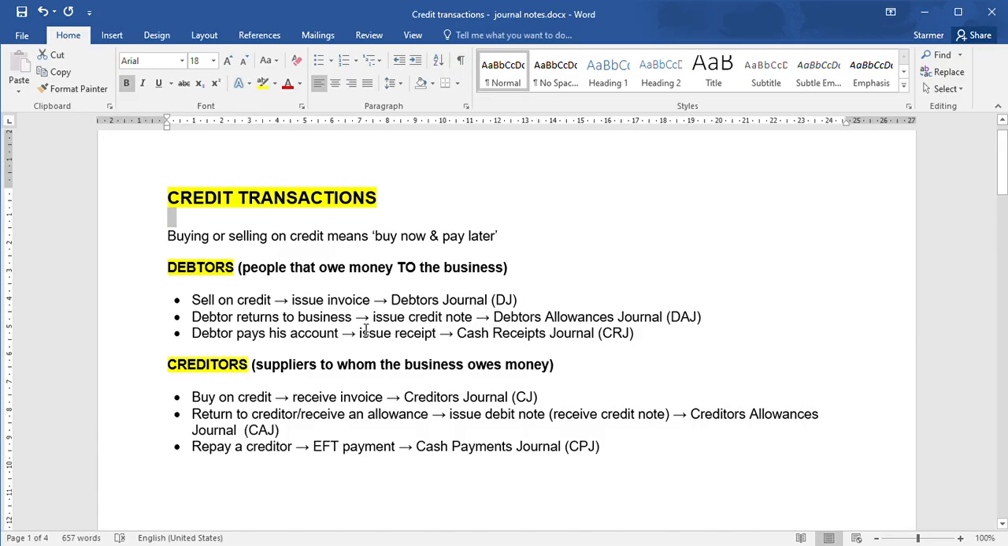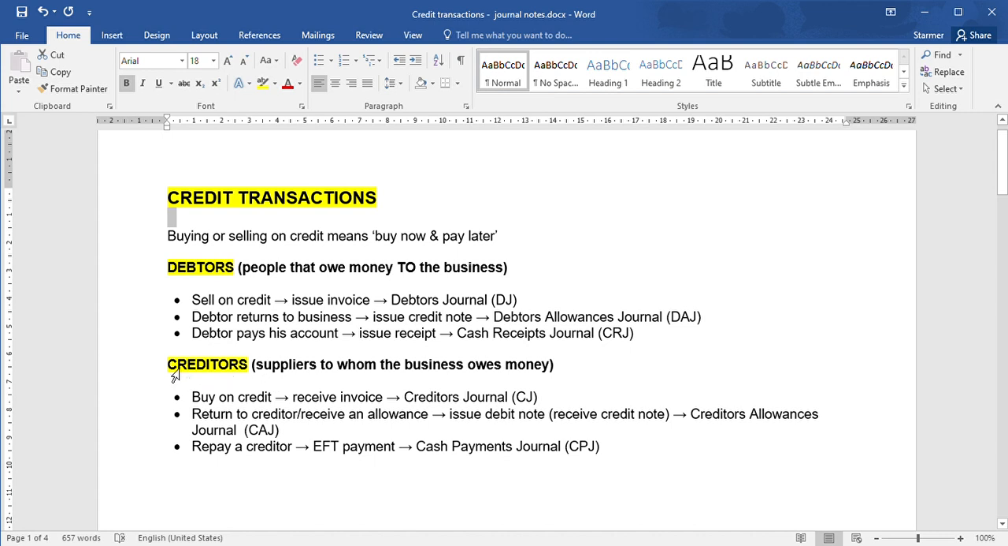If something's wrong with the stock that we've sold to the debtor, they can return stuff to us. If that is the case, we're going to issue a credit note, and the journal that we're going to use here is Debtors Allowances Journal, or abbreviated DAJ. Now at some stage the debtors are going to come and pay the account. It's only at this stage that money is going to be involved. So when they come and pay the account, you give them a receipt, and that is when you record credit transactions in the CRJ, only when they pay back.